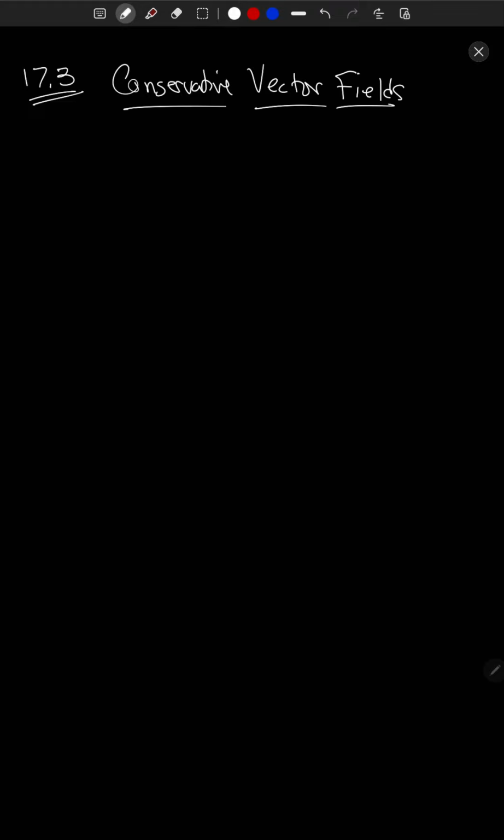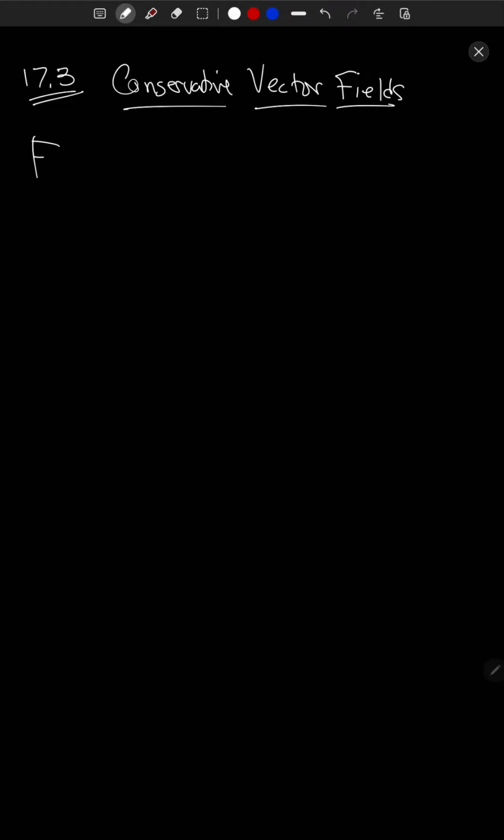Okay, so this is 17.3, conservative vector field. So let's just start out with the definition, and we'll immediately see why this is something that's important.